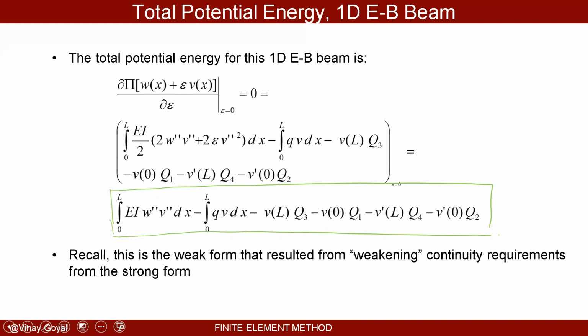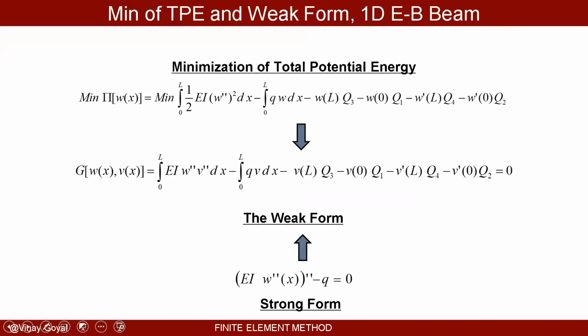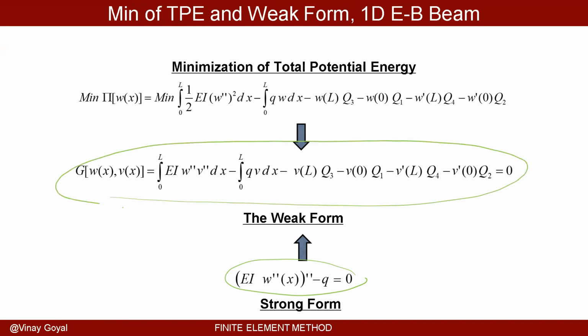Isn't that the weak form that resulted from when I did the weak form last week for a Euler-Bernoulli beam? Again, amazing. I started with the total potential energy, found which W minimizes pi, and guess what I end up with? I end up with the weak form of the problem that I developed starting from the strong form. Again, I started from here last week. I developed the weak form and I got that. But today, I started from here without looking at this equation at all.